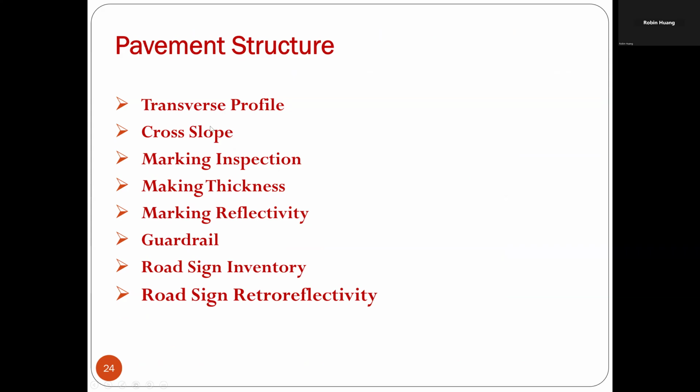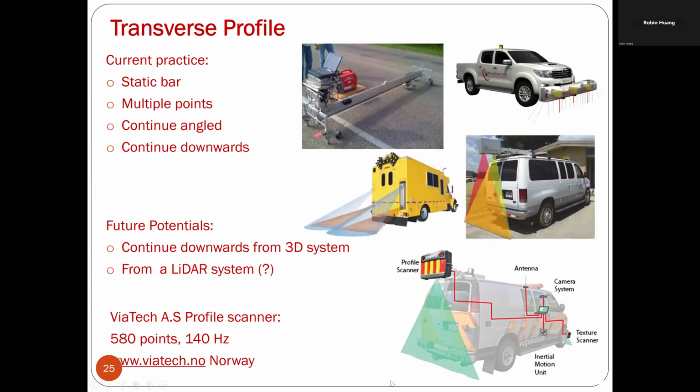Pavement structure means something changed under the surface. Some of them can be collected at the same time with the other distress. Some of them need special equipment to do it. Because of the time issue, I will skip some of these to finish the presentation. The transverse profile is also related to the rutting measurement.